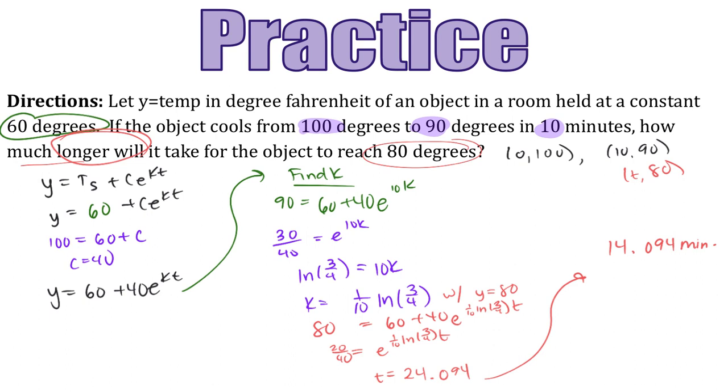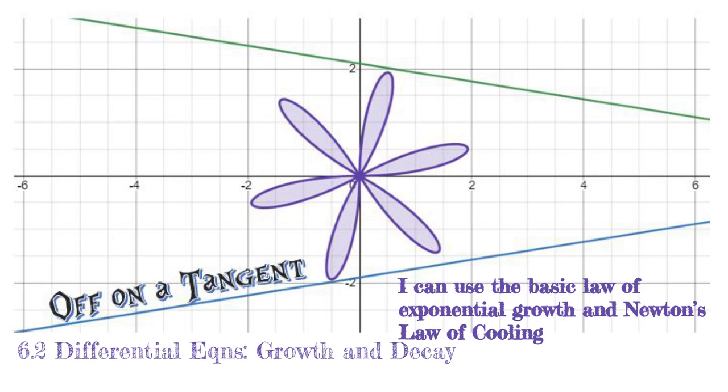Let's go ahead and wrap up this video. All right, wrapping up this video, we talked about the models for exponential growth and decay, and we specifically noted the basic law of exponential growth and Newton's law of cooling. We looked at word problems in context and how to use these formulas to determine an indicated value.